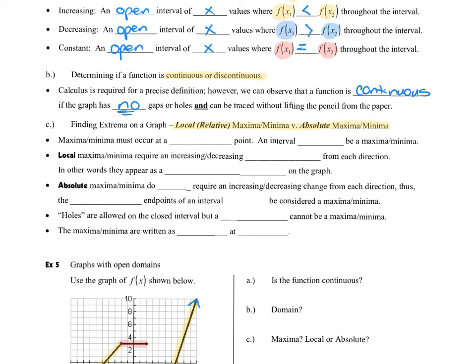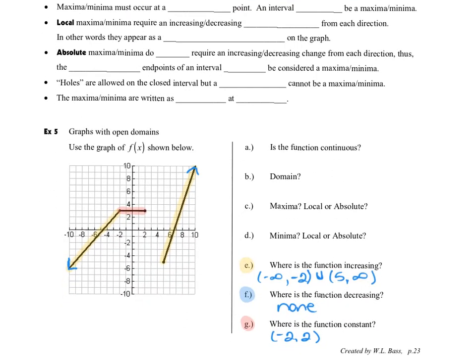The easy way to think about this is that if we can trace the graph without lifting the pencil from the paper. So if we go to our graph here at the bottom and try to trace it, in order for me to get to that other interval, I have to lift up my pencil to continue my tracing, which would mean that this graph is not continuous. So that's question A. Is the function continuous? No, it is not. We had to lift up our pencil.